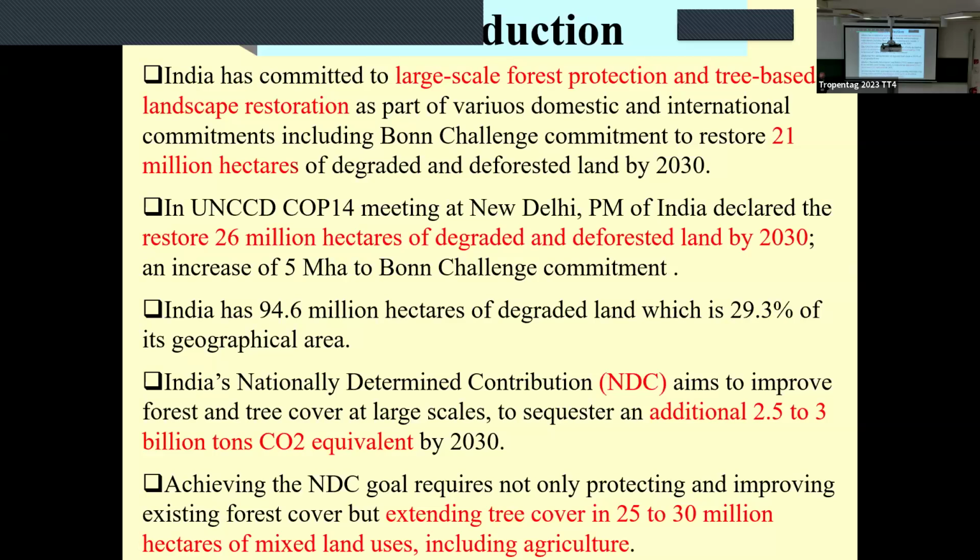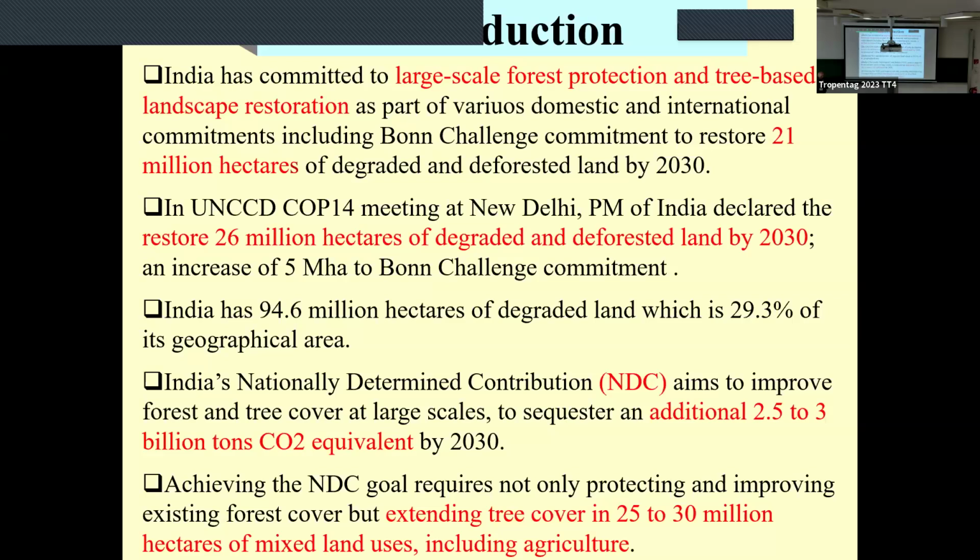I want to inform that so far, till the Government of India report in 2018, we had already restored 9.8 million hectares of land. And as of today, out of this commitment of 26 million hectares, the Government of India has restored almost 22 million hectares of land. But we need to restore at least 4 million hectares more to fulfill this commitment by 2030. That's why this initiative has been launched. In India, we have about 94.6 million hectares of land that is degraded. And this is nearly 30% of the total geographical area.